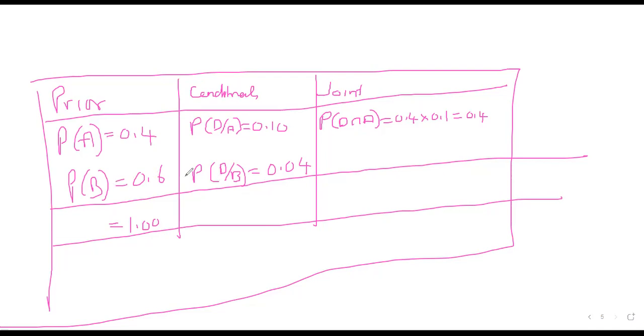How about here? If I multiply these two, B times probability of D given B, what do I get? D intersection what? B. 0.6 times what? 0.04 to get what? 0.024. This one is 0.04.